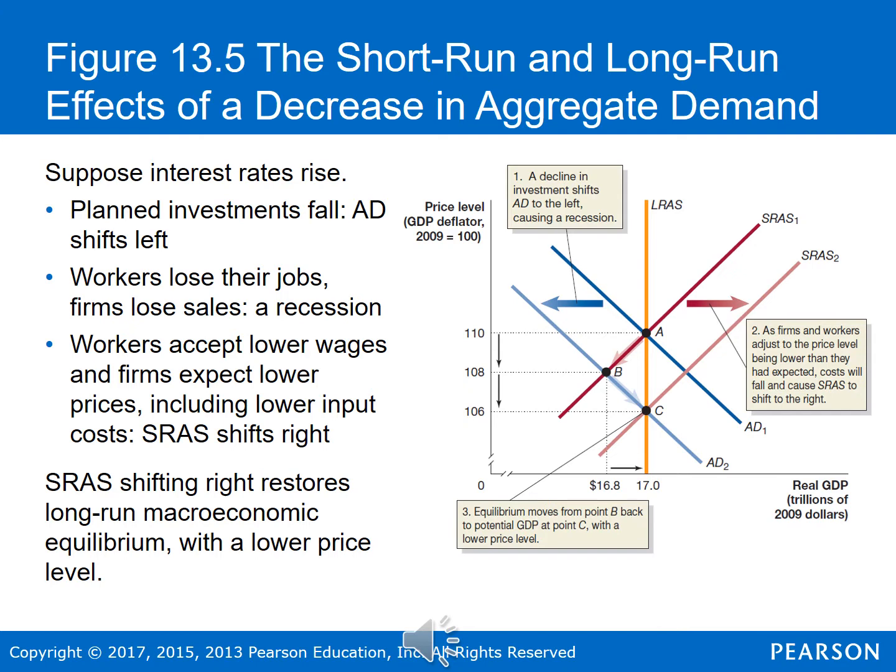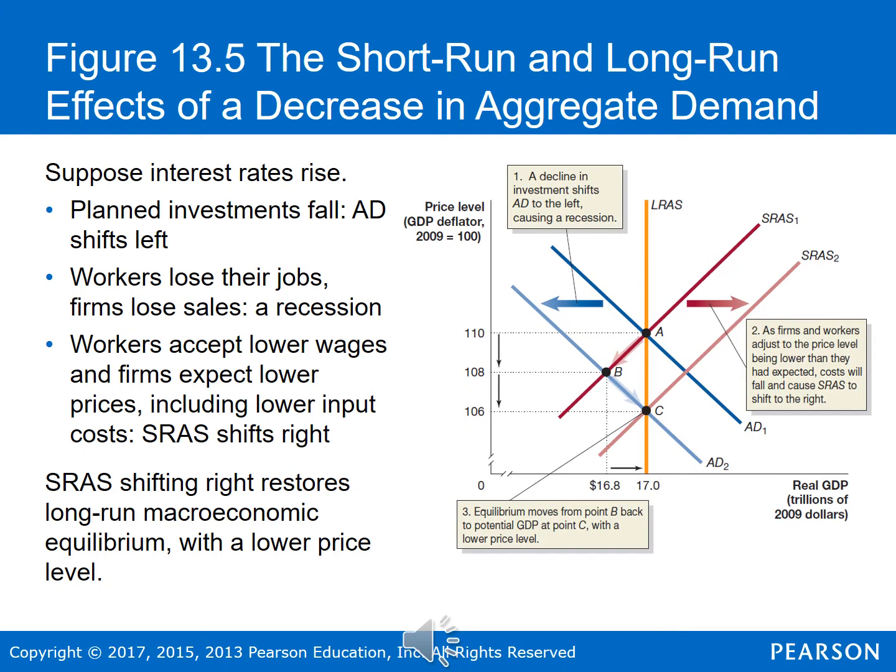Once we reach this lower price level, workers and firms adjust their expectations of the price level to be lower than they had previously been. What that means is workers are going to be willing to accept lower wages, and firms are going to be willing to accept lower prices for the goods and services they're offering. And this includes input costs. So the short-run aggregate supply curve is going to shift to the right, moving from short-run aggregate supply curve 1 to short-run aggregate supply curve 2.